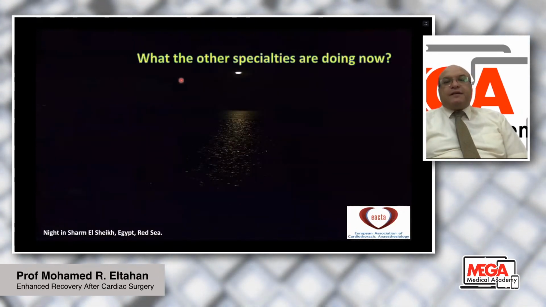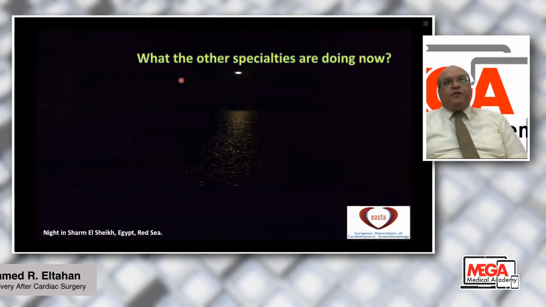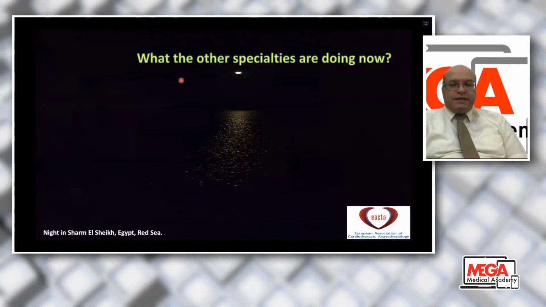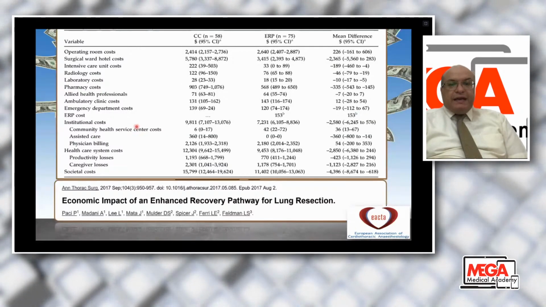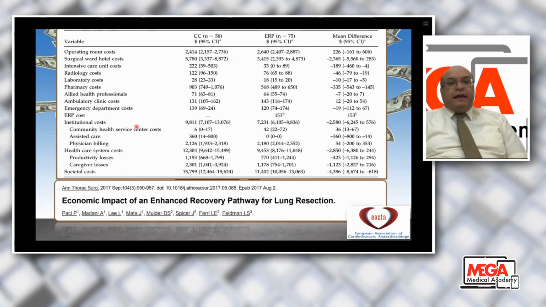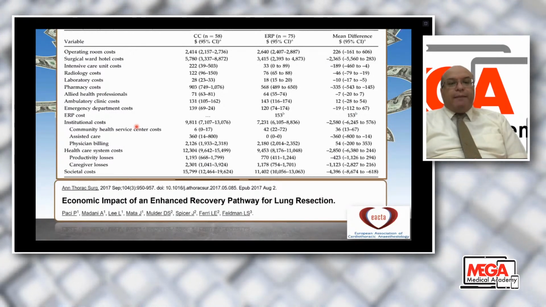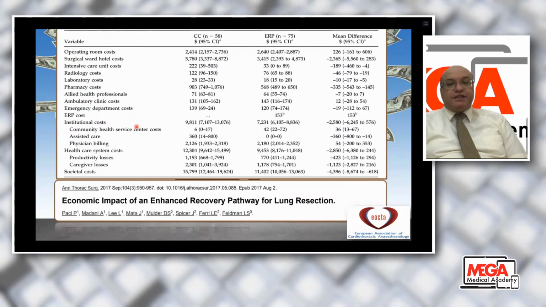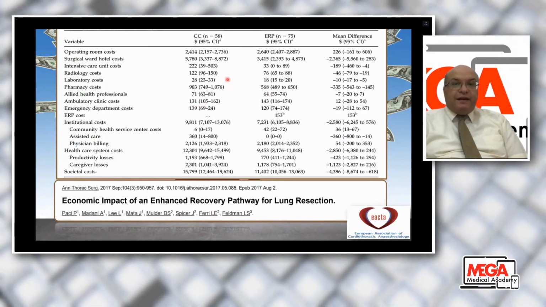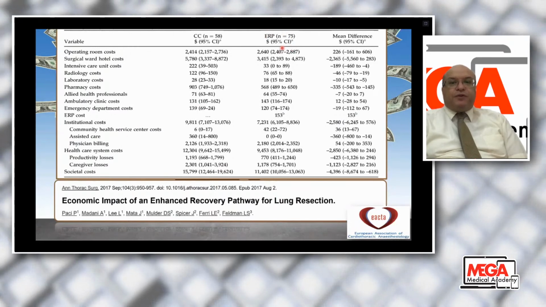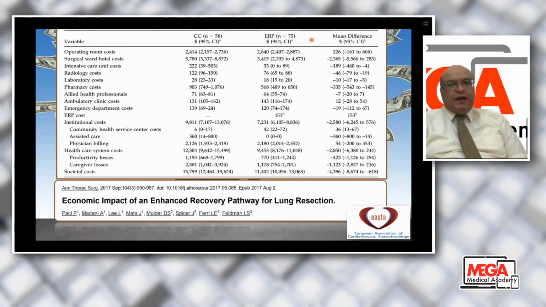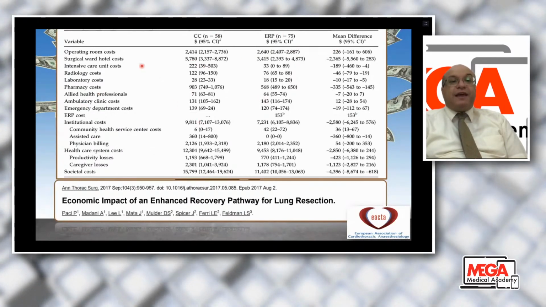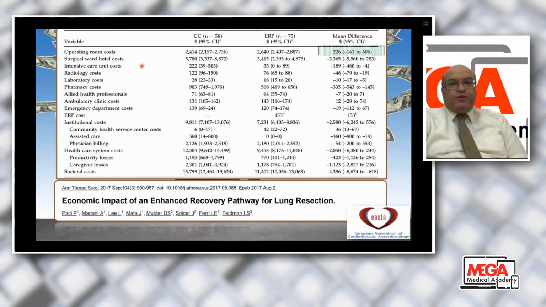So what are the other specialties doing now? If you look at the closest subspecialty to cardiac anesthesia, which is thoracic anesthesia, this is an interesting study on the economic impact of an enhanced recovery pathway after lung resection for lung cancer. And this is the enhanced protocol. This is a small study, including about 150 patients or less. And here regarding the economic impact, I want you to focus on this.